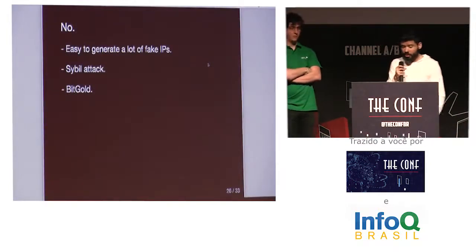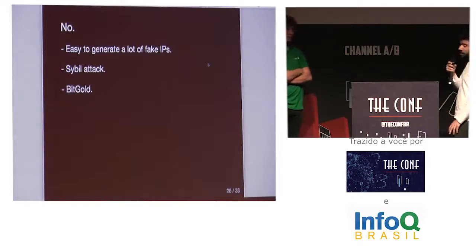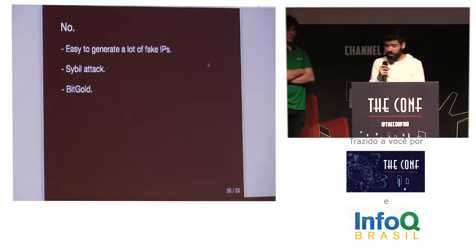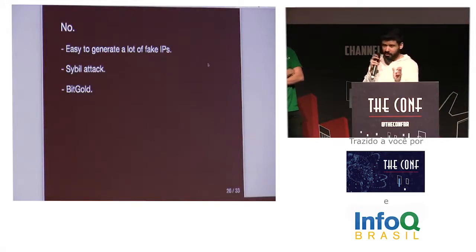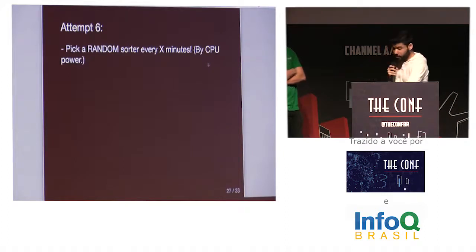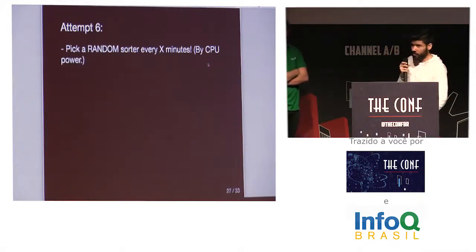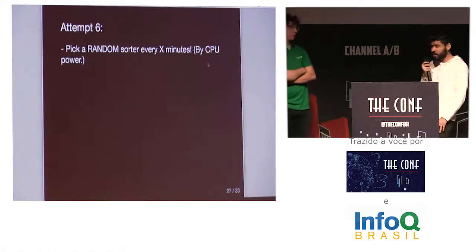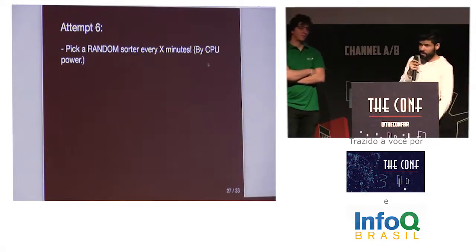But if you do the randomization by IP, for example, it's easy to generate a lot of fake IPs, so that does not really work because someone can just make a lot of IPs and be sorted all the time and become like a centralizer and order all the transactions himself. So the last attempt, instead of picking someone to order the transactions by IPs, we do it by CPU power.